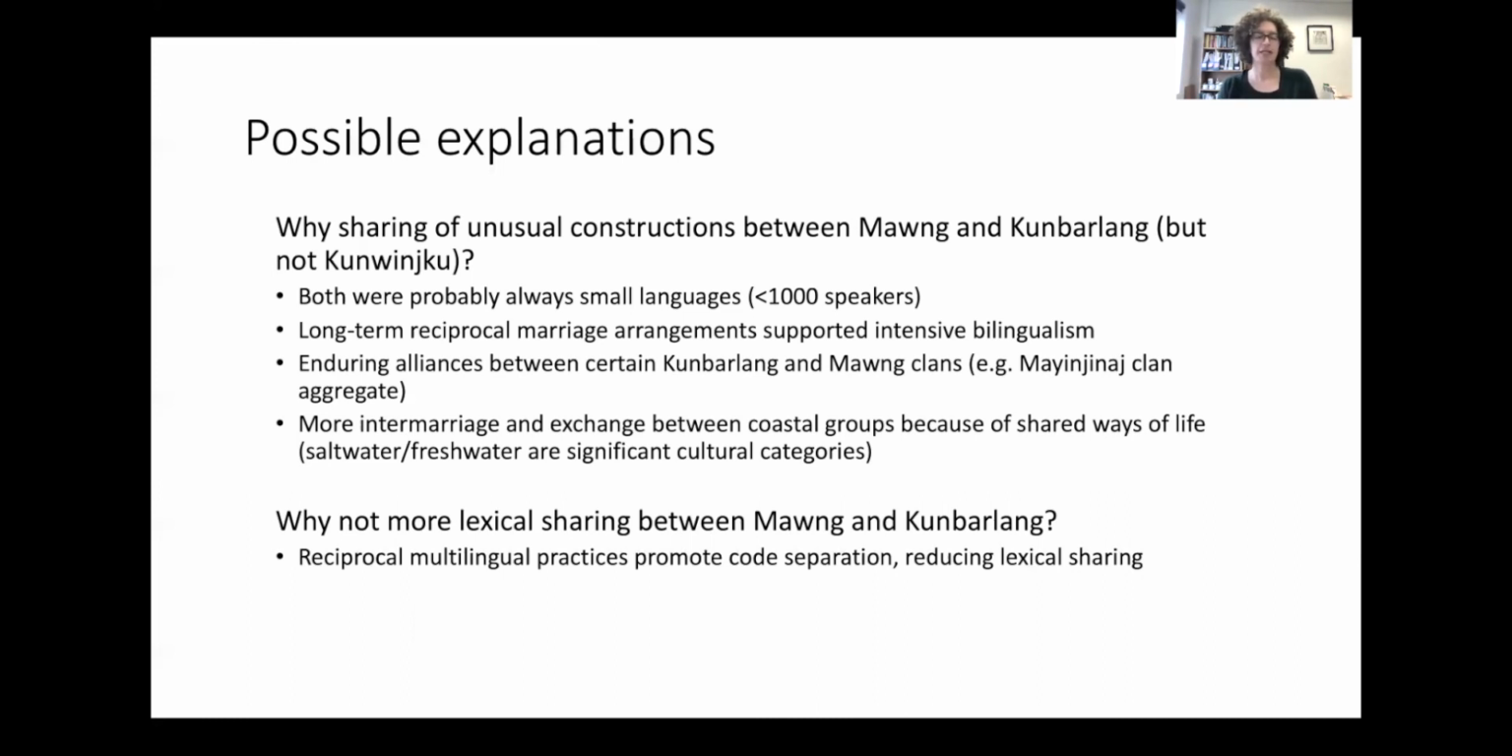Lastly, why is there not more lexical sharing between Mawng and Kunbarlang? This could be because of the, sorry, that was meant to say receptive multilingual practices, not reciprocal multilingual practices. Receptive multilingual practices require a certain level of language awareness where people monitor their speech to promote code separation and avoid code switching, although there is always a little bit. This kind of monitoring that people are doing of their language could reduce lexical sharing and lead to less borrowing.